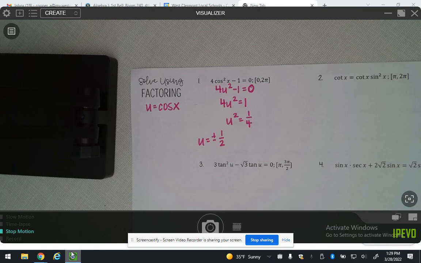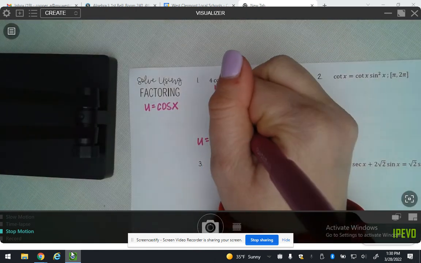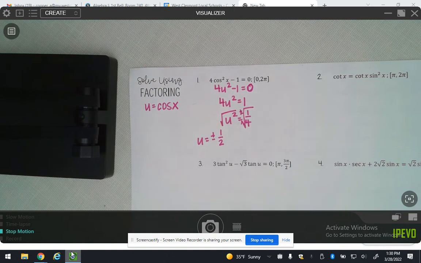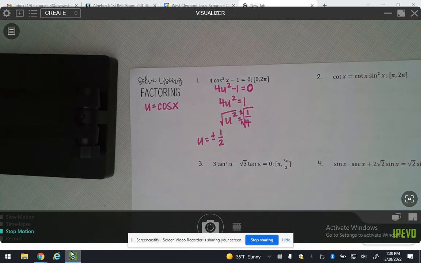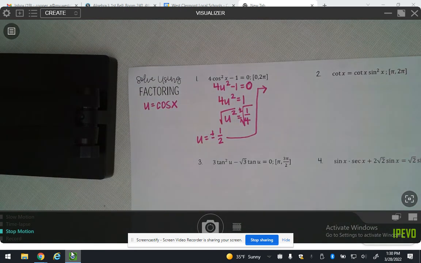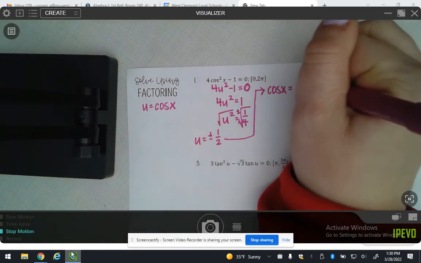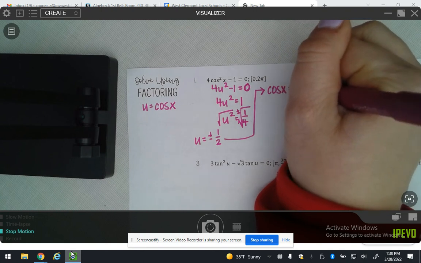First of all, it's plus or minus 1/2. Why is it plus or minus? Because you got to physically write the square root. You got to physically write the plus or minus. What does that mean? You have to take the square root of both sides. Whenever you physically write the square root, you have to physically write the plus or minus 1/2 in front of it. Okay? Now from here, what does u equal? So this is now the cosine of x equals plus or minus 1/2.